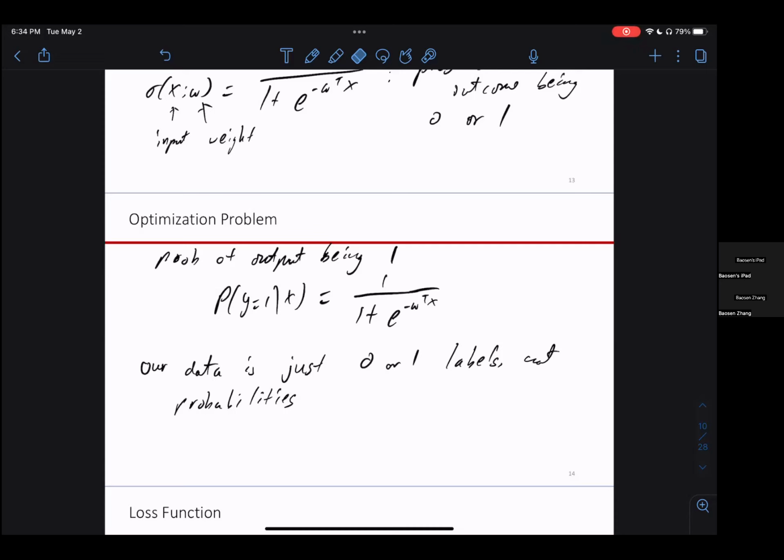So you would like the probability given to you, but that's not given to you in any data set. Somehow you have to think about how to measure how good this is, because you don't have access to probability. That's not what the data is. So you have to think about how we come up with a loss function.